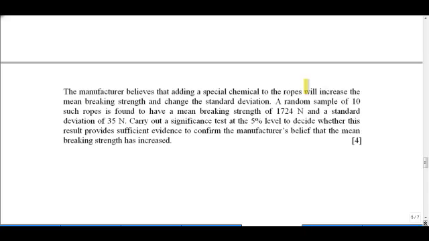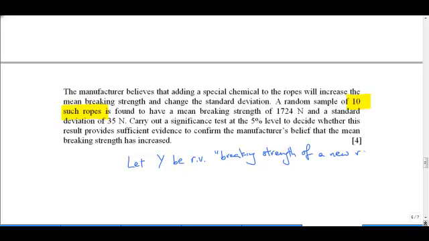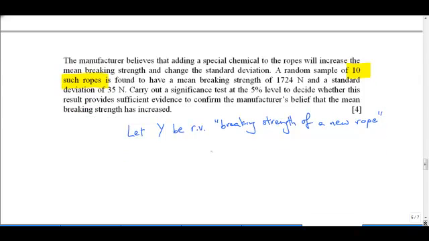On the other hand, for the next part of this question, the manufacturer believes that adding a special chemical to the ropes will increase the mean breaking strength and change the standard deviation. In this case now, we are taking a random sample of 10 such ropes. To do this part, the first step is to define my random variable: let Y be the random variable, breaking strength of a new rope. And since it is not mentioned that the breaking strength of these ropes follows a normal distribution, later on we need to use a t-test.